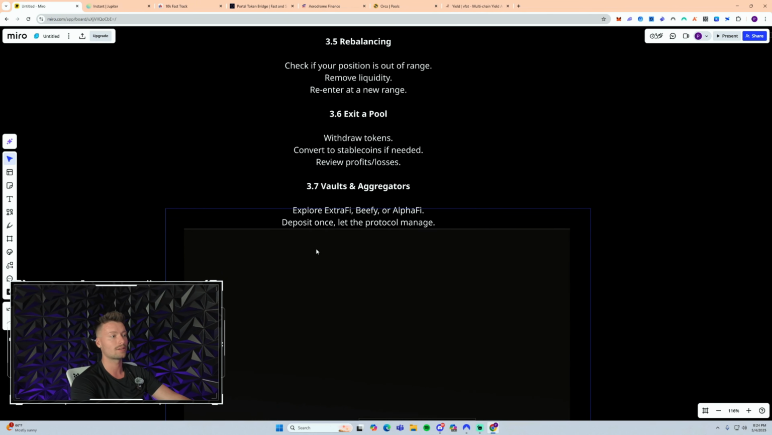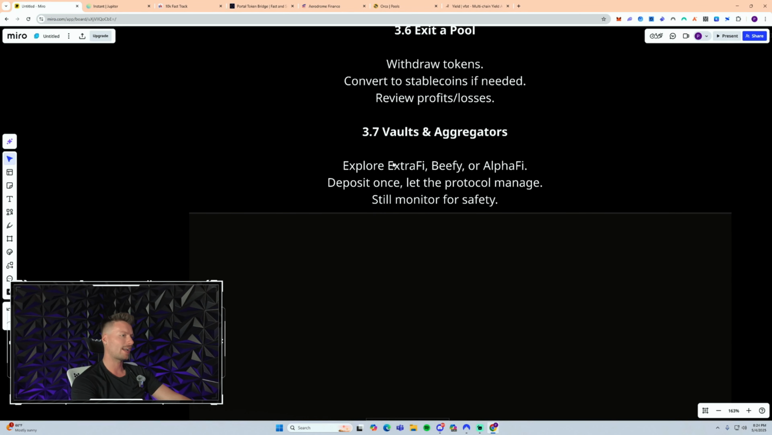So, review your profits and losses, make a finalization in your spreadsheet so you know exactly how much you made or lost. Vaults and aggregators: XtraFi, Beefy, AlphaFi. You deposit in once, the protocol does its thing for you. You still want to monitor and make sure that the site is not going to go down, the TVL is not tanking in these things, and make sure you're not running a losing strategy and losing money.